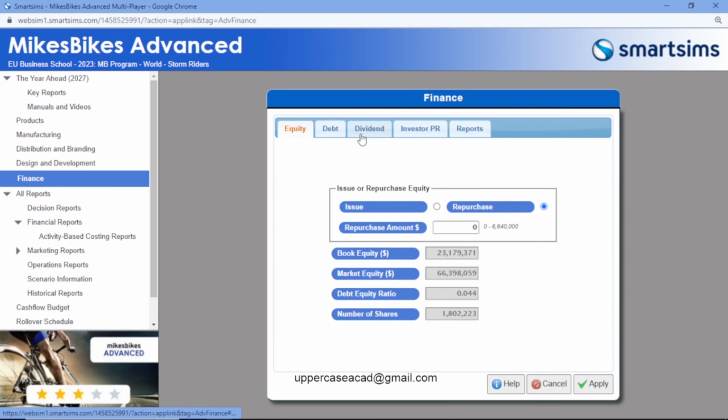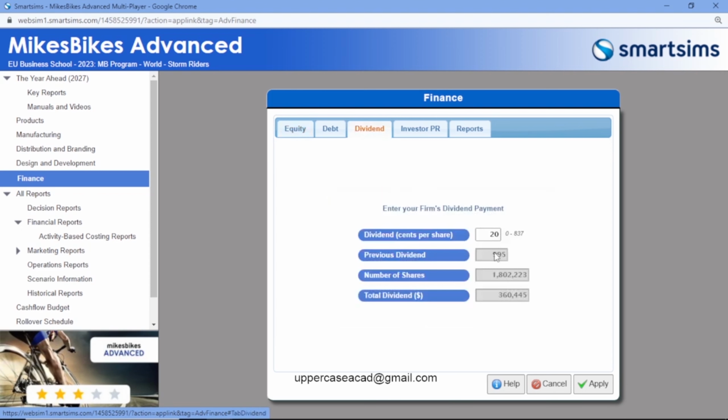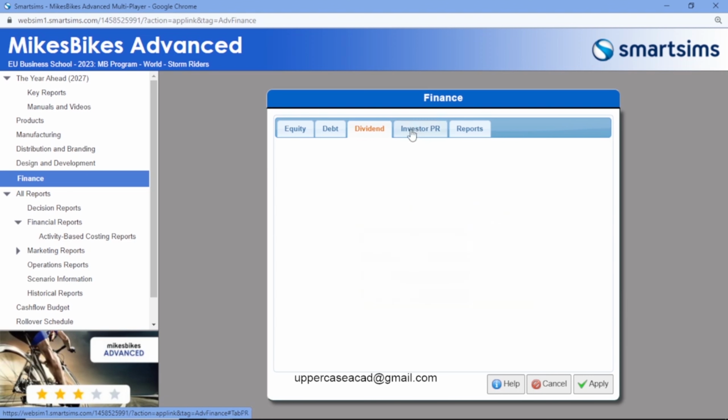You can also see that here we have the dividend page, where you can pay dividends. You can also invest in investor PR. This expense will keep investors informed and updated on your company shares, and this will improve your firm profile among investors, because the PR index will be raised.